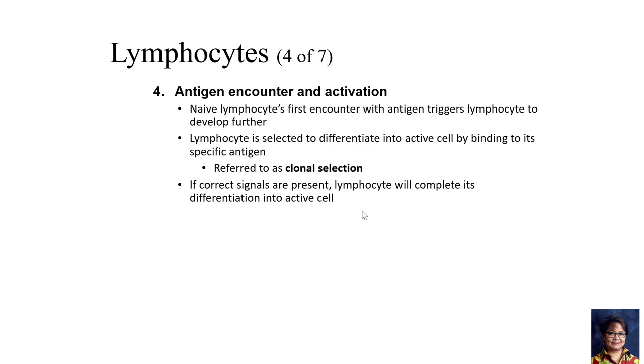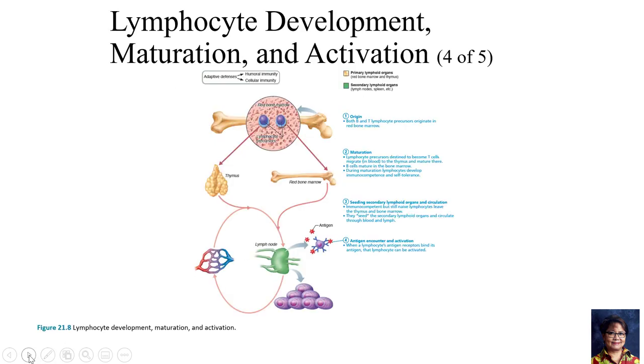Now, this is actually referred to as clonal selection. If the signals are correct, the lymphocyte will complete its differentiation into an active cell. But because there's only one of the lymphocyte that has recognized it, that lymphocyte will need to produce a good amount of, let's say, antibody. It will need to have several of itself. So it will clone itself. That's when a lot of it will be released into the blood and will be formed as plasma cells, to form the antibodies. These will be the clones itself.